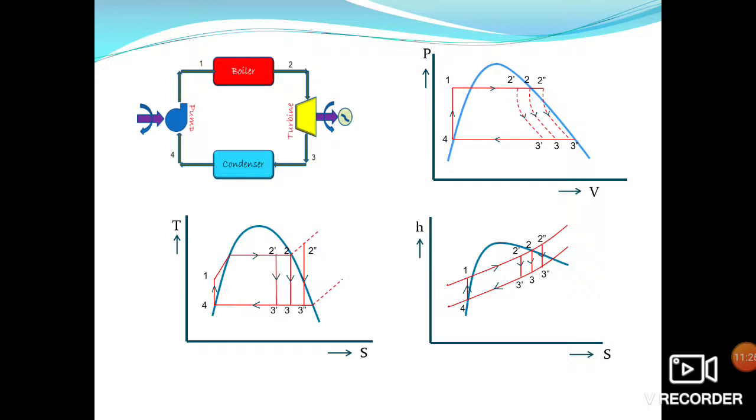Next process is 3 to 4, the condensation process. As I told you, the exhaust steam from the turbine will be a mixture of liquid and vapor. So this wet steam enters the condenser at point 3. It gets cooled and condensed at constant pressure to saturated water at point 4. This is shown by a straight line in PV. You can see here it will be a straight line in PV as well as in the TS diagram.